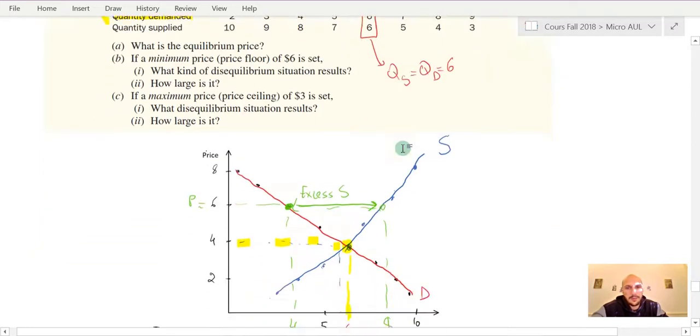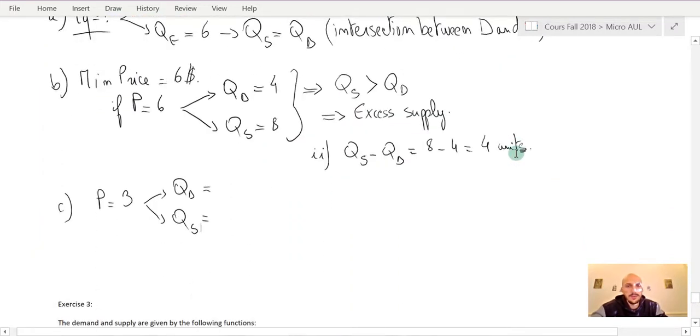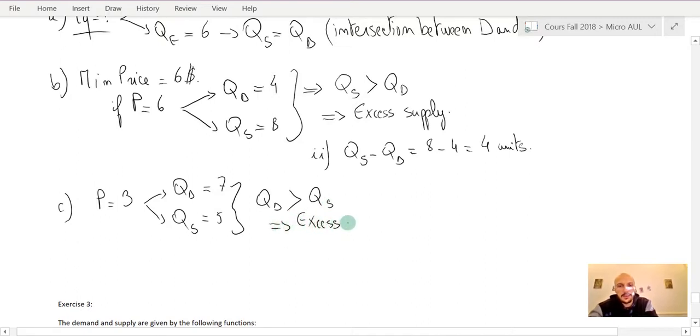So here, if price equals 3, the quantity demanded will be 7 and the quantity supplied will be 5. So this time we have excess demand. QD is greater than QS, and we have excess demand. And usually excess demand leads to a shortage, meaning a shortage of the demanded goods. And again, by how much, or how large is the size of this excess?